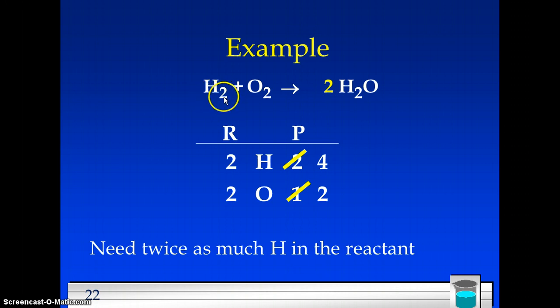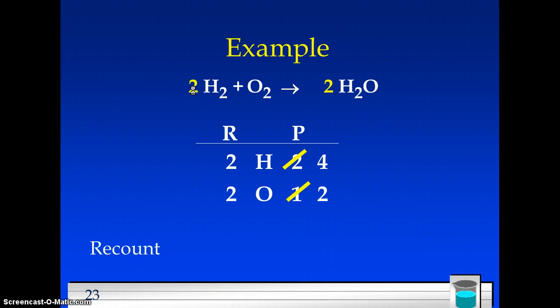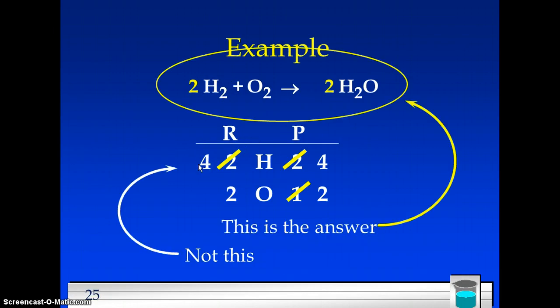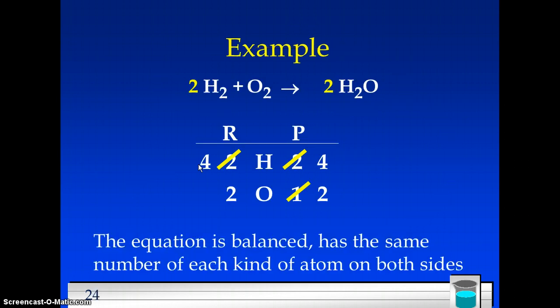Remember, I can't change the little number. I can only put a number out front. So let's try a 2, and let's recount. Every time we add a coefficient out front, we need to recount and see, are we balanced? So now we go 2 times 2. We're going to cross off our 2, and now we're going to put the 4 down. Oops, let me go back a step. So the equation is balanced.